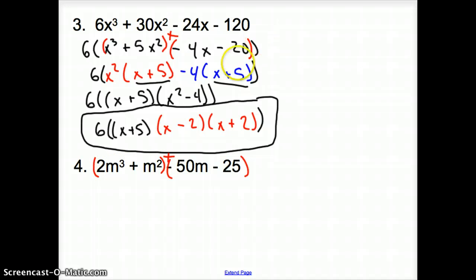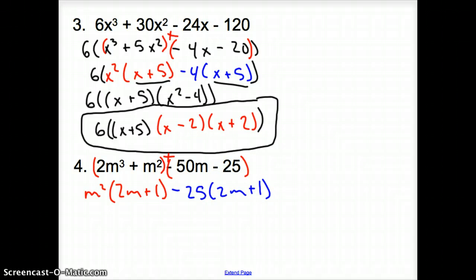What can I factor out of here? Well, I can factor out a m squared. I will be left with a 2m plus 1. How about here? What can I factor out? I can factor out a negative, because they are both negative, so I highly recommend that you factor out a negative 25 to make life easy for yourself. You will be left with a 2m plus 1.